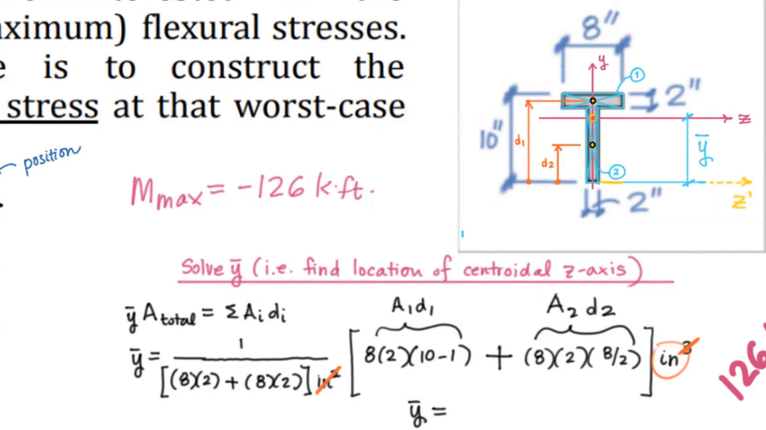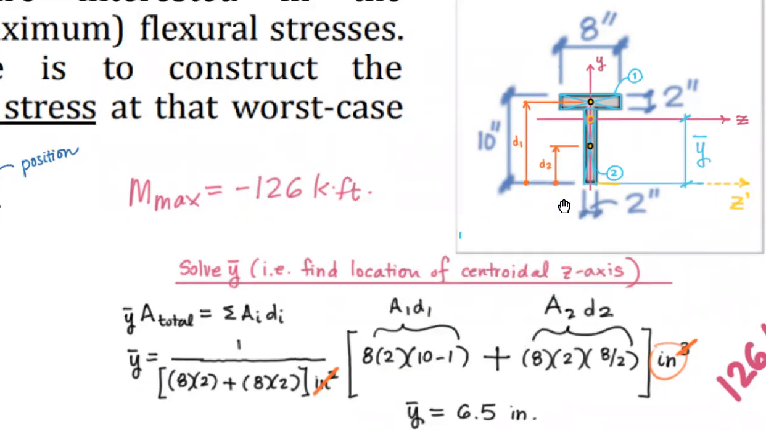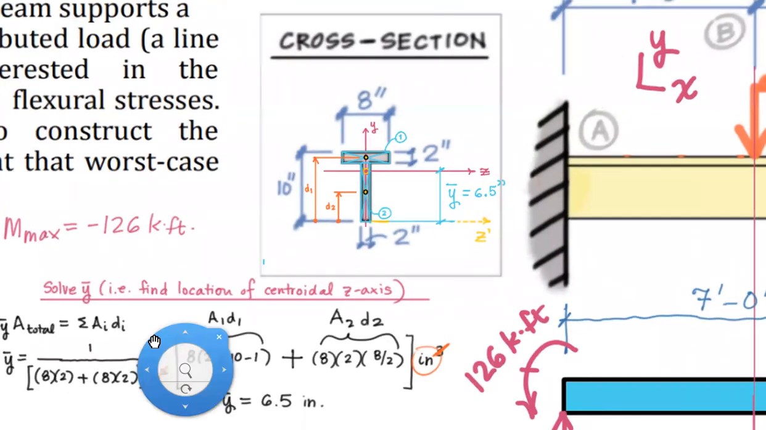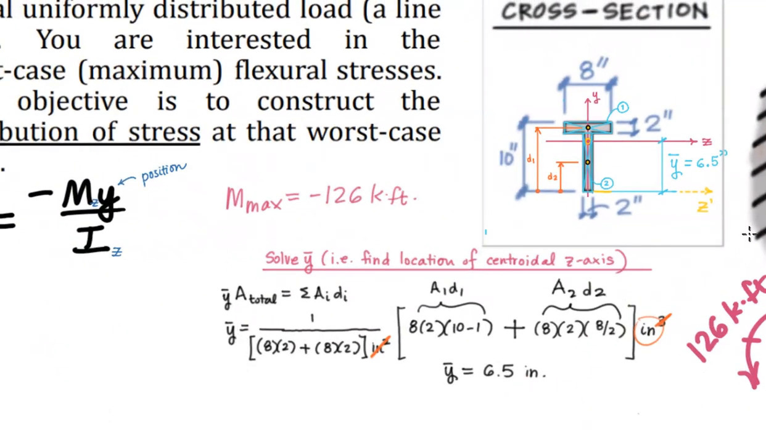And in terms of calculator operations, you've probably got habits that stick with you. But the way that I would do this is I would start within the parentheses and I would just do 8 times 2 times 9 plus 8 times 2 times 4 divided by open parentheses 8 times 2 plus 8 times 2 close parentheses enter. So work on making your calculator operations as efficient and fast as possible. The answer you'll get for this is 6.5 inches. And I'll add that information to my diagram up here. 6.5 inches. All right. We have got our y-bar done.